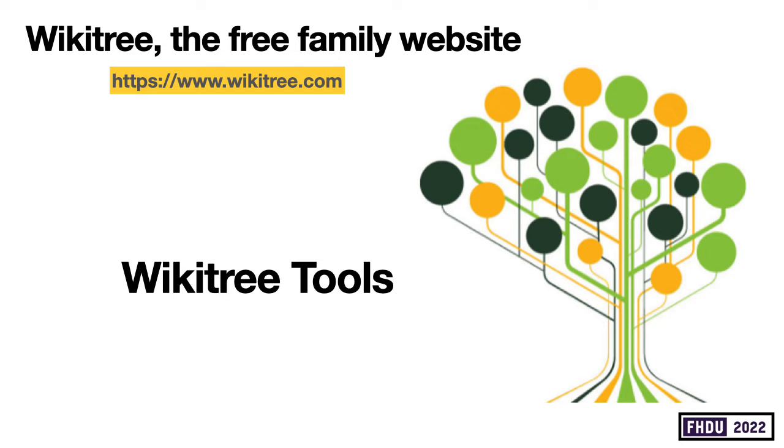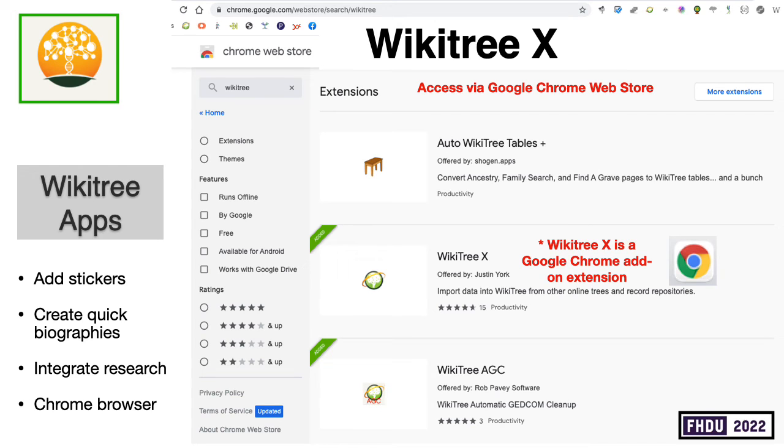I now want to talk to you about WikiTree tools, and there's a number of them, and I won't have time to go through them all in depth today. But once you get started using some of these tools, they can make you much more productive. And the first one I wanted to talk about was WikiTree X, and most of these are available in the Chrome Web Store.